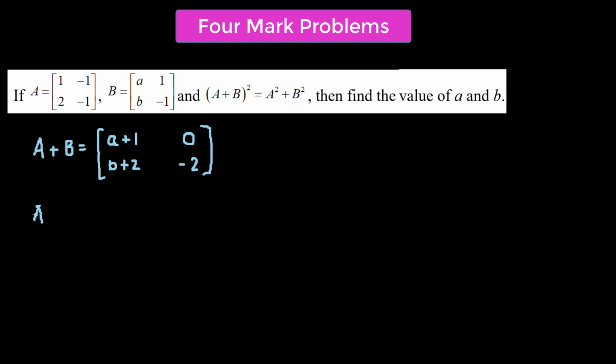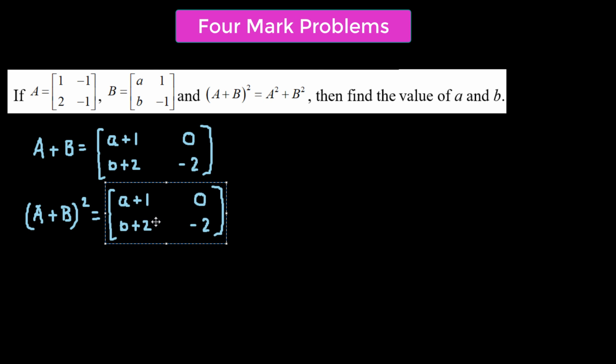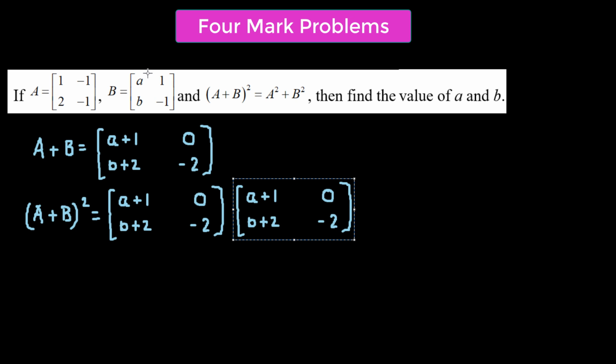Now we're going to find out the value of (A plus B) squared. So we'll take the matrix A plus B and then multiply it by itself. So we have the matrix A, and then we're going to multiply it to each other.